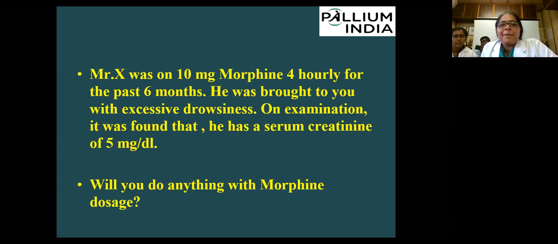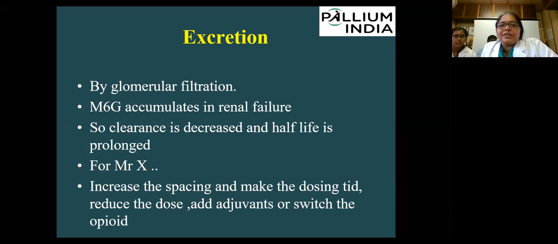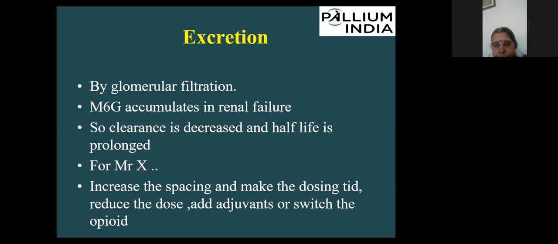Next slide, please. So this is the reason why the kidney is involved. It can get absorbed there, but the excretion of the drug is through glomerular filtration. And it is the M6G component which will accumulate in renal failure. So when clearance is decreased and half-life is prolonged, what we need to do first, even before we decrease the dosage, is increase the spacing of the time. Instead of 4th hourly, we will make the drug 8th hourly.